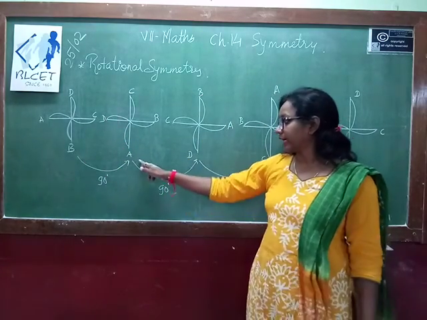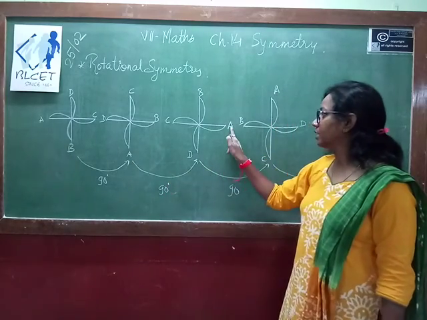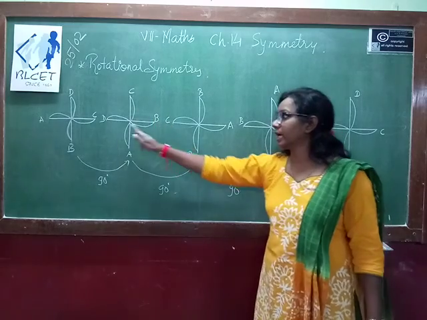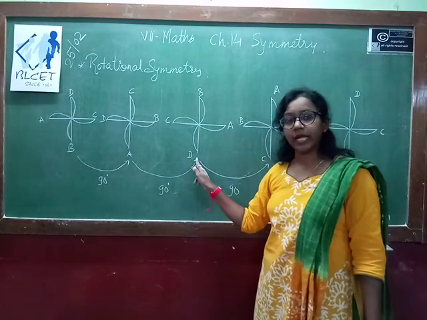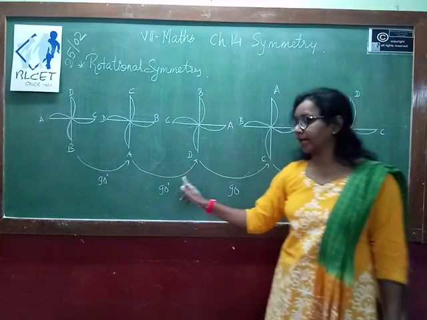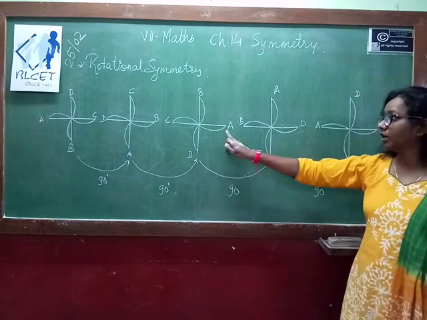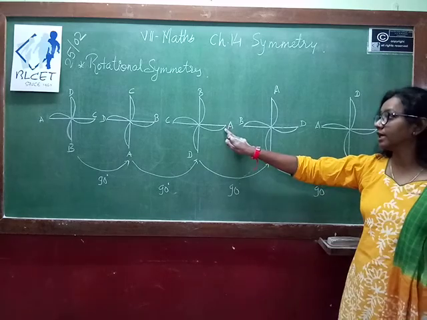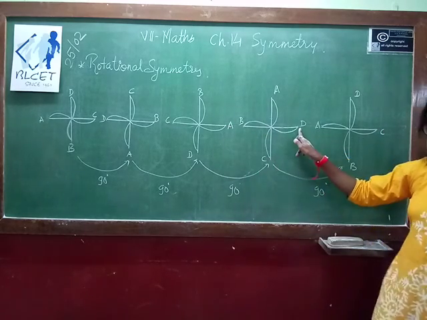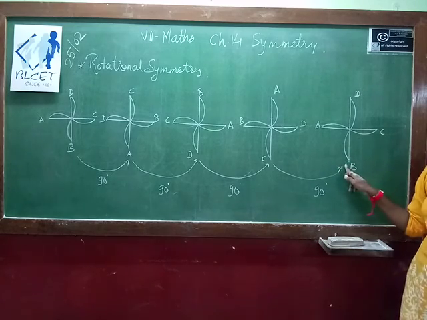Again, if you rotate it 90 degrees, then what happens? This A will come over here, B over here, C over here, and D over here. 90-degree rotation twice means a half rotation is completed. Again, if you rotate it 90 degrees, what happens? The position of A is here, that will be over here now. B, C, D. Again, you rotate 90 degrees, which means one full rotation is completed.